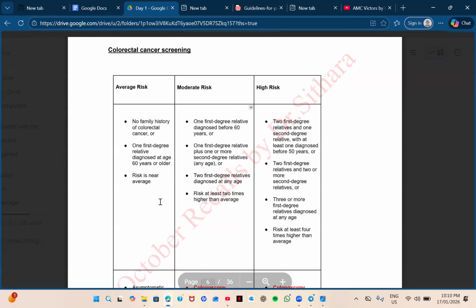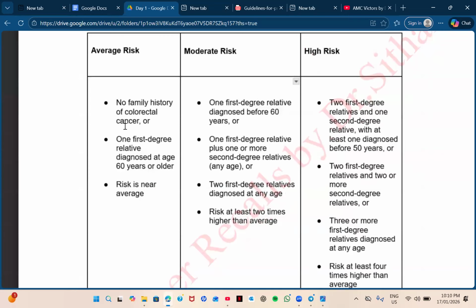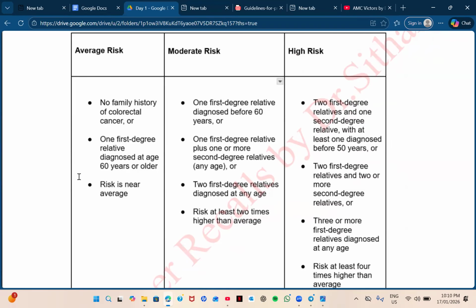So who are the average risk people? People with no family history of colorectal cancer, or one first degree relative diagnosed at age 60 years or older. So what is the age? 60, please remember. Then in this category, the risk is near average.